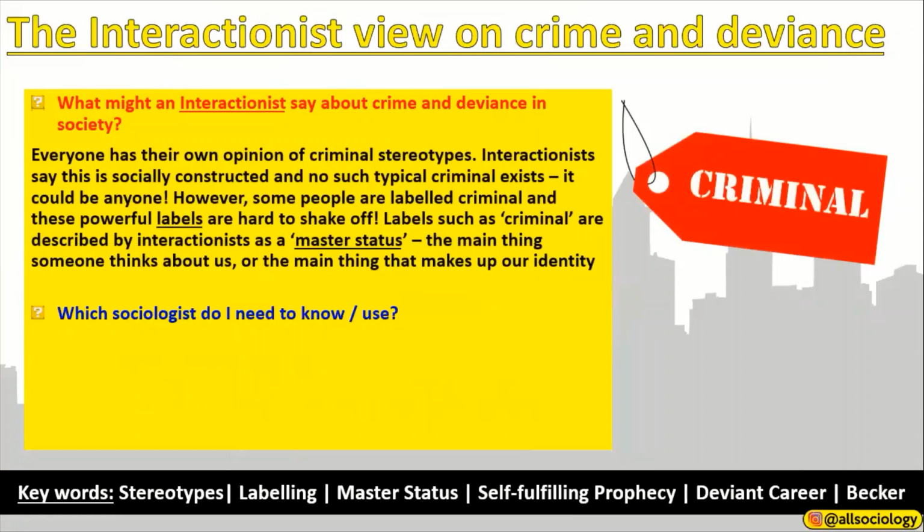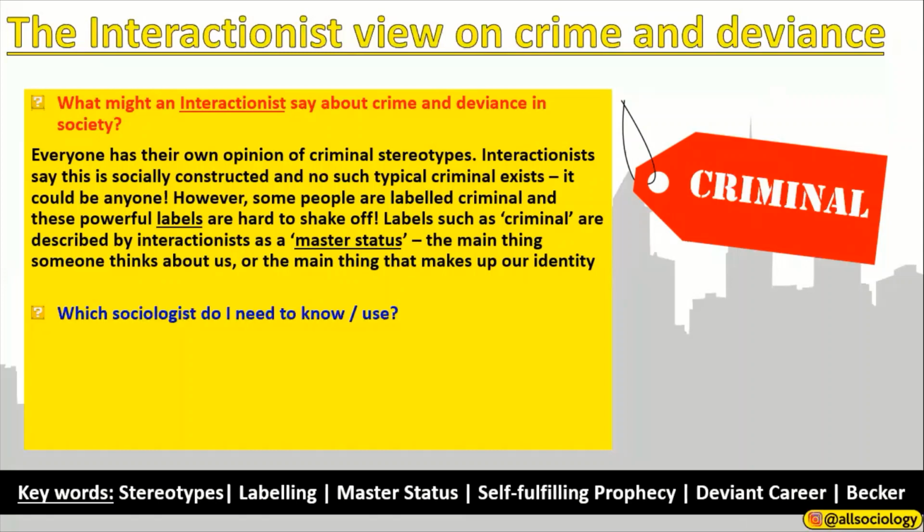So everyone has their own opinion of criminal stereotypes, and interactionists say that this opinion of what a criminal is, is socially constructed, and there is no such typical criminal that actually exists. Anyone could be a criminal. Anyone who breaks the law is a criminal. So if you go 31 miles an hour in a 30 limit, effectively you've broken the law. If you are taking illegal drugs, you have broken the law. If you are robbing the supermarket, you have broken the law.